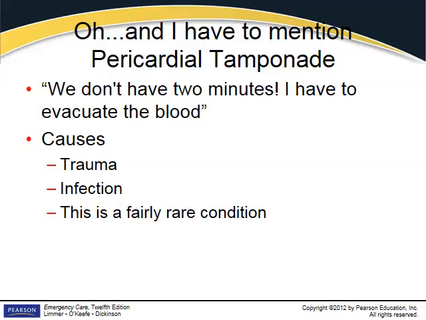Causes of pericardial tamponade: trauma, infection. It's pretty rare. I've run into it a couple of times. The patient knew that they had it and they were going for treatment for it. The treatment is a pericardiocentesis. They take a long syringe with a needle.